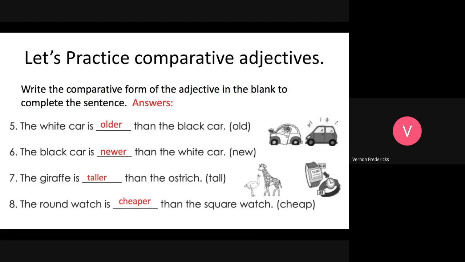Number seven, the giraffe is taller than the ostrich. The adjective is tall. The round watch is cheaper than the square watch. ER, one syllable, cheap. Students, if you got that, congratulations. Let's continue.